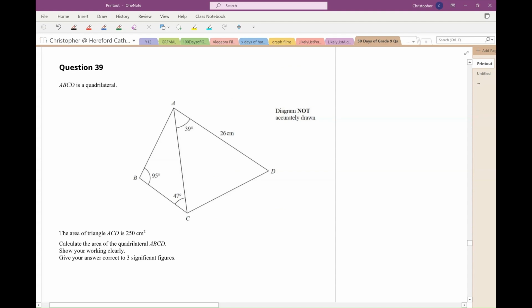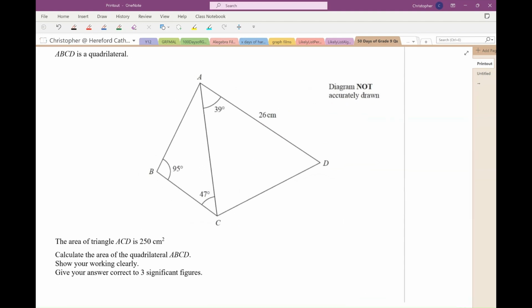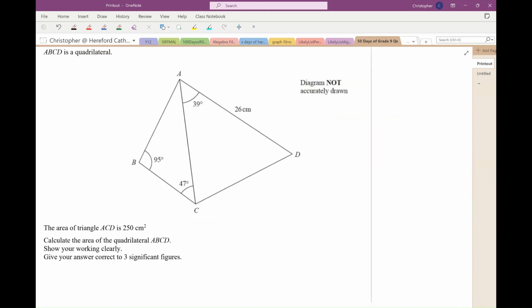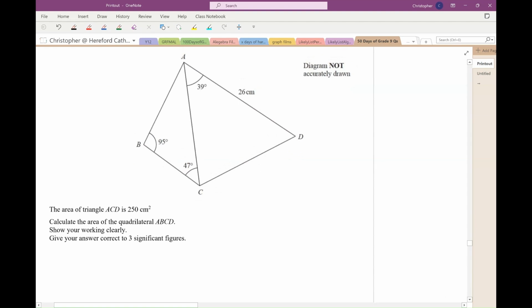Question 39. ABCD is a quadrilateral, but it's split into triangles there. I'm thinking sine rule, cosine rule, the trigonometry formula for the area of a triangle. Let's have a look. The area of triangle ACD is 250 square centimetres. Calculate the area of the quadrilateral. Show your working clearly. Well, first of all, let's have a look at this yellow bit of information here. The area of triangle ACD, that's the area of this triangle, isn't it?